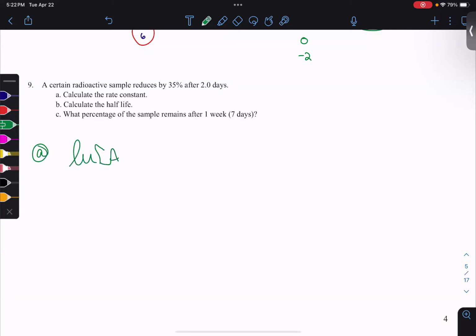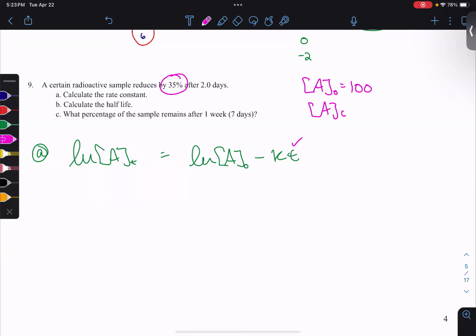So natural log of A sub t equals natural log of A initial minus kt. That is your first order integrated rate law, right? It's reading comprehension. We need to figure out what is A sub t, what is A sub 0, all of that. And that will help us get the rate constant because I give you time. So let's do a reading comprehension here. If my sample reduces by 35%, what is A sub 0? What do I start with? 100%. What is A sub t? Is it 35? No, it's 65. So those are the numbers I put in.